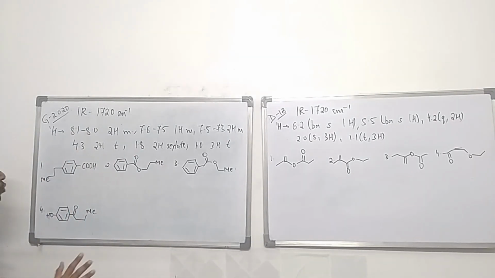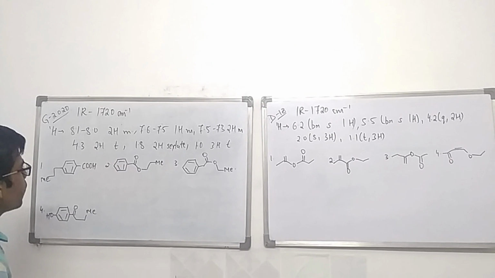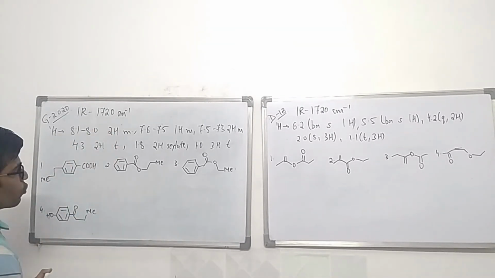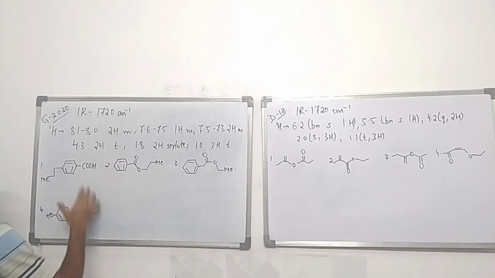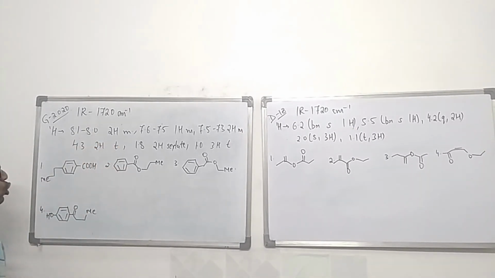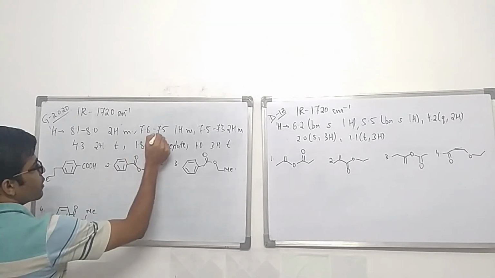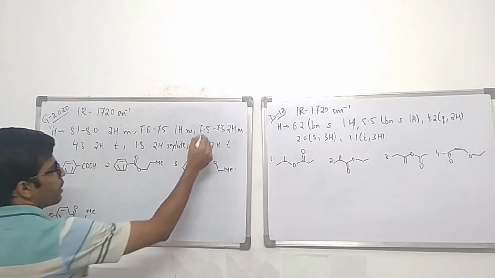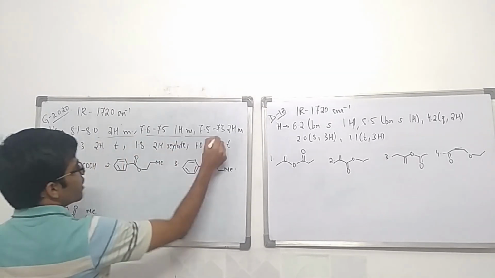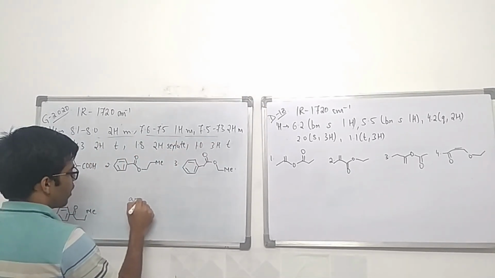This question came in GATE 2020, this very year. The very first data that they have given is of IR stretching frequency. Again 1720, very easy to say, it's a normal carbonyl. Okay, now the NMR data which is given is 8.1 to 8.0 2 hydrogen multiplet, 7.6 to 7.5 1 hydrogen multiplet, 7.5 to 7.3 2 hydrogen multiplet. So that means all of these correspond to aromatic hydrogens.